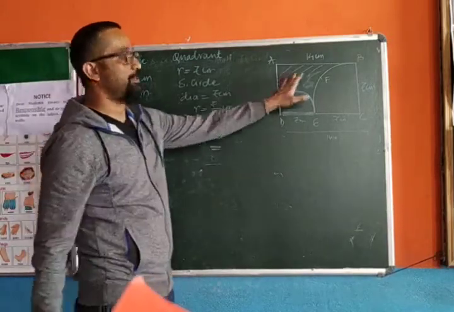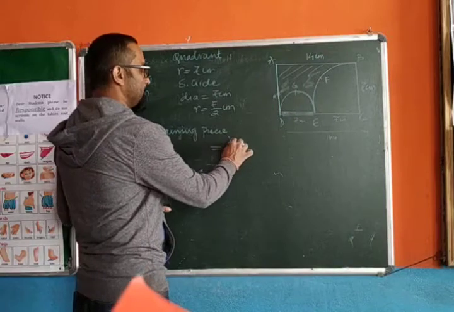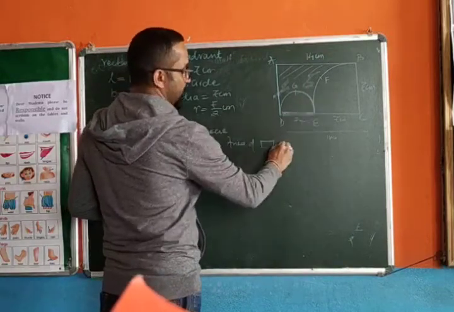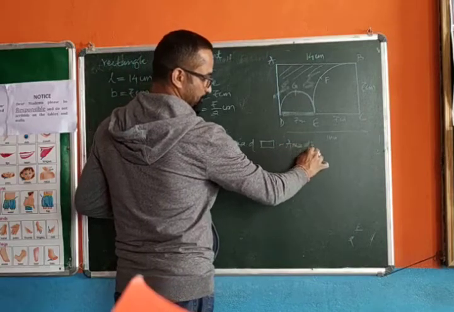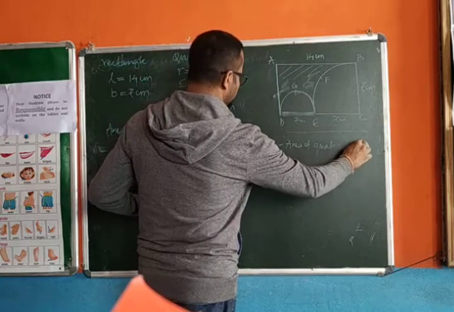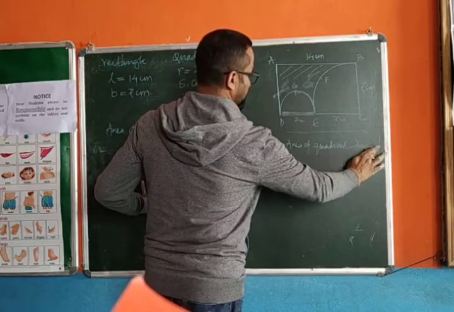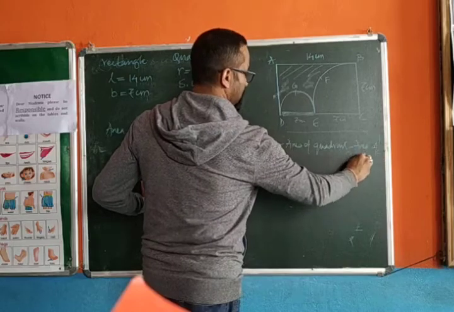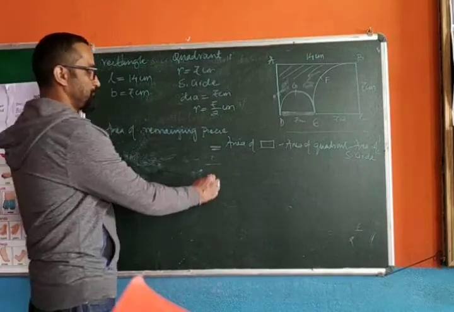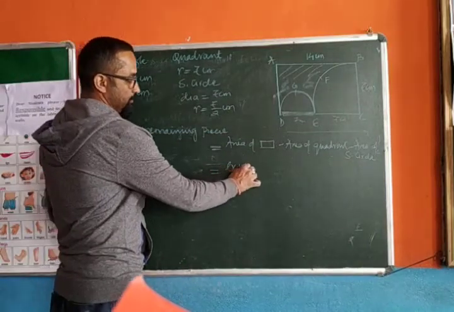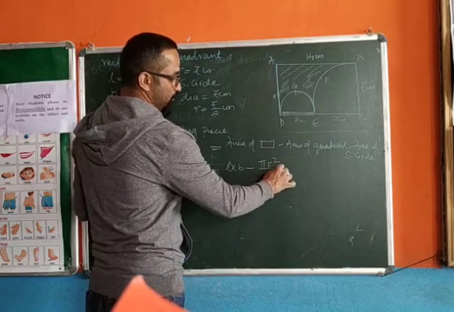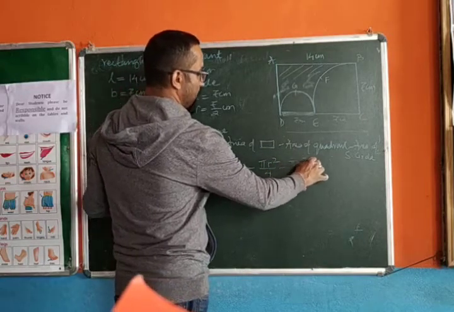It is cut from the rectangle, so area of rectangle minus area of quadrant minus area of semicircle. It is removed, so it is subtracted. Length into breadth minus quadrant, pi r square by 4, minus semicircle, pi r square by 2.